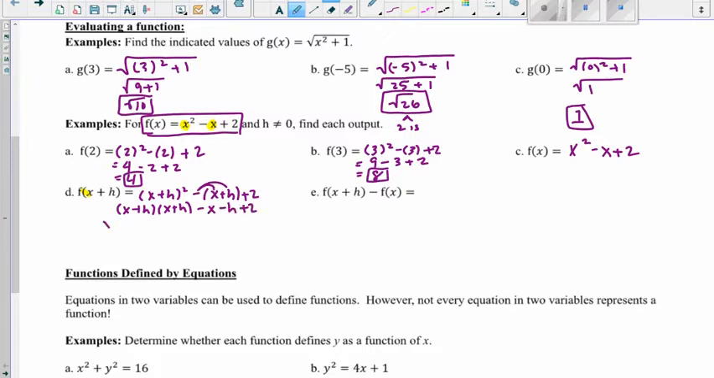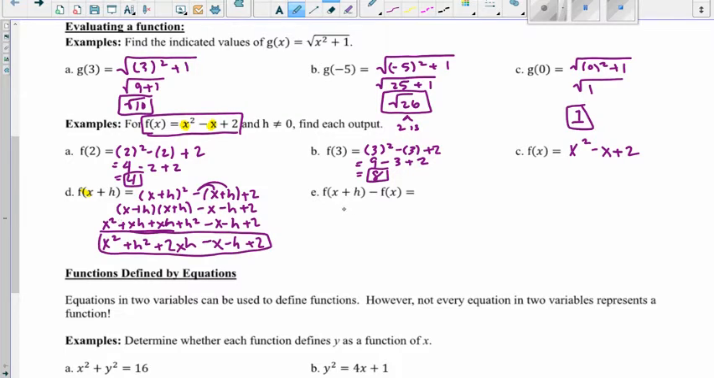When we FOIL this out, we get x squared plus xh plus xh plus h squared, minus x minus h plus 2. And then these are like terms, so x squared, and then we also have plus h squared, plus these two become 2xh, minus x minus h plus 2. And then you would combine like terms, but there are no like terms to combine, so that would be our solution.